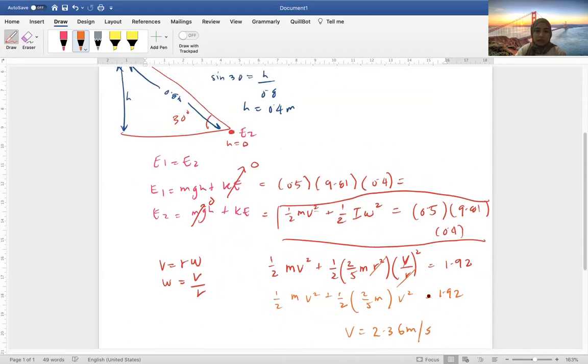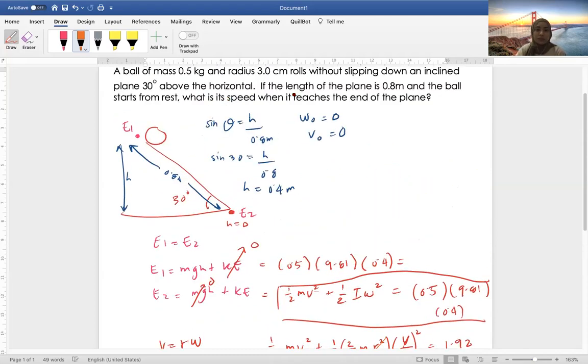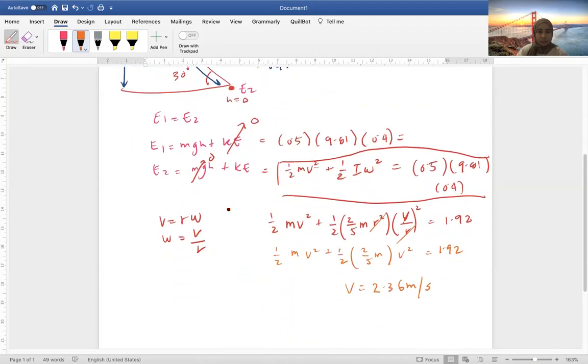Okay, so they are asking you the speed. What is the speed when it reaches the end of the plane? To solve it, we find the kinetic energy at the end of the plane. What we did was conservation of energy.